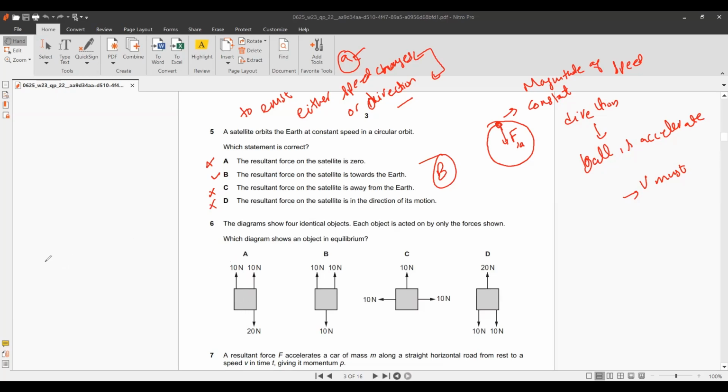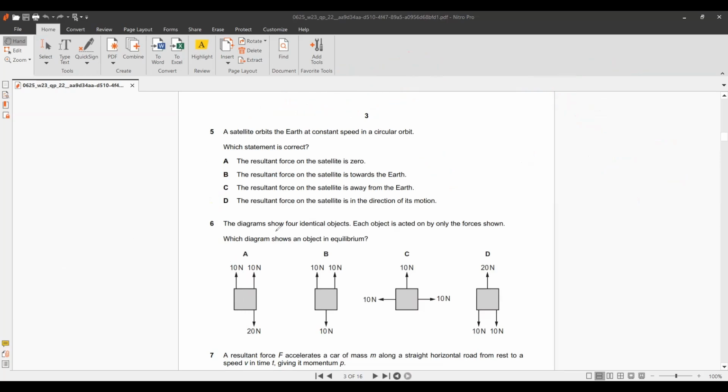Okay. Moving on to the next question. The diagram shows four identical objects. Each object is acted on by only the forces shown. Which diagram shows equilibrium? What are the two conditions of equilibrium? Either the resultant force is zero. If the resultant force is zero, then there is linear equilibrium, that is, the object does not have any linear motion.